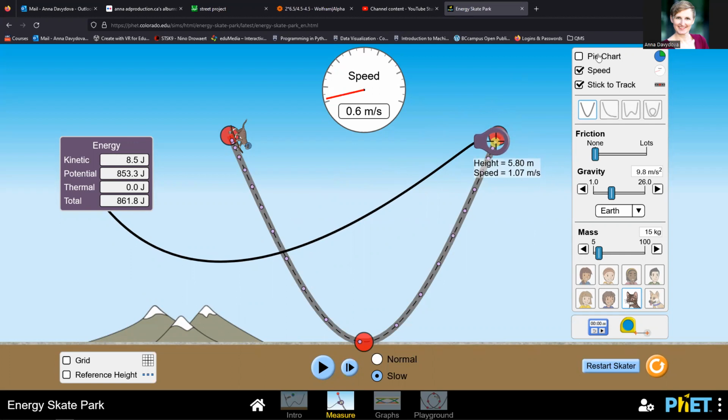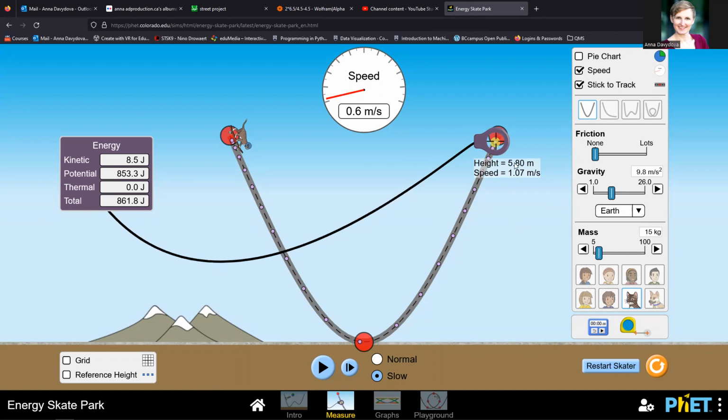Now, just a few notes about the setup. I have the speed currently ticked on, so it measures my speed. I have gravity set to be the Earth's gravity. There's a drop-down menu where you can select any planet. And I have an object of 15 kilograms, a cat, where you can change mass and you can change face and so on. And you can play around with it.